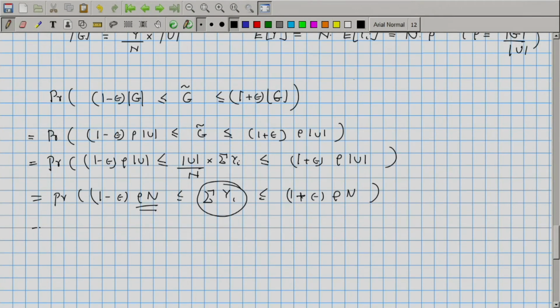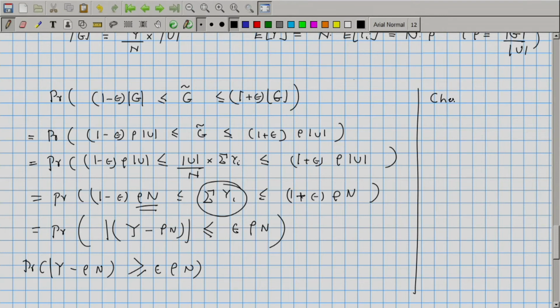So, we can simply write this as the probability that the modulus of y minus the expectation of y, rho n, is less than epsilon times rho n. So, we can straight away apply Chernoff bound. Chernoff bound applies to the complement of this event. So, if you look at the complementary event, the probability that the absolute value of y minus rho n is greater than or equal to epsilon rho n.